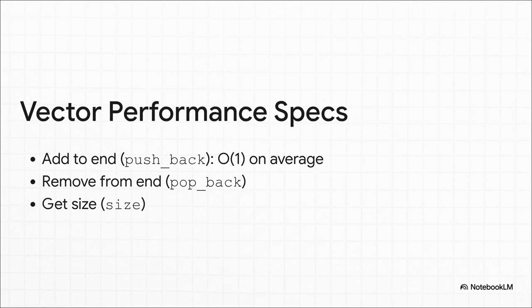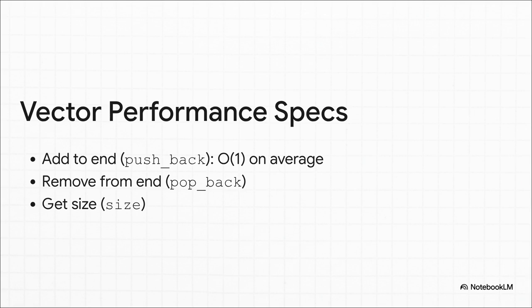Now you might see that little "on average" next to push_back. What's that about? Well, sometimes when you add an element, the vector runs out of room, so it has to go find a bigger chunk of memory and copy everything over. But, and this is the clever part, it does this so efficiently that over thousands of additions, the average cost is still considered O(1).